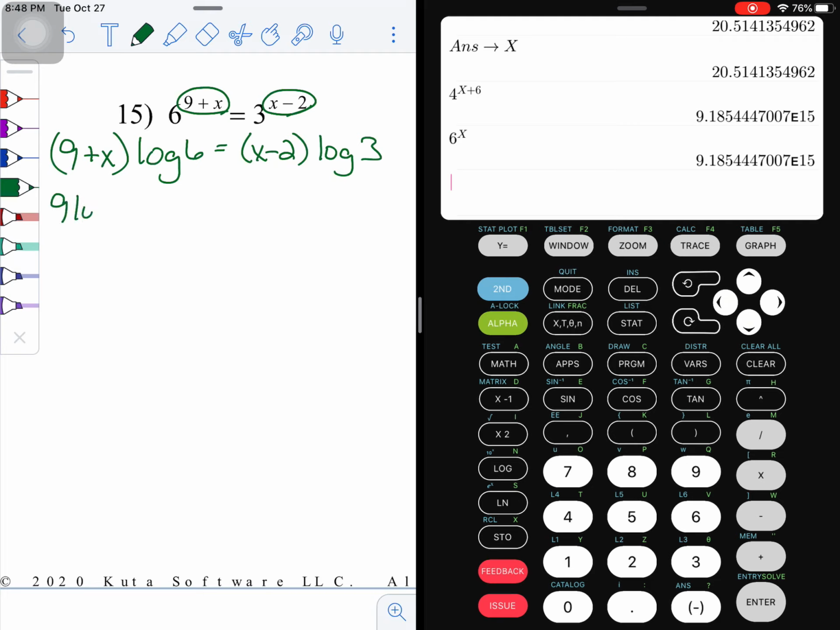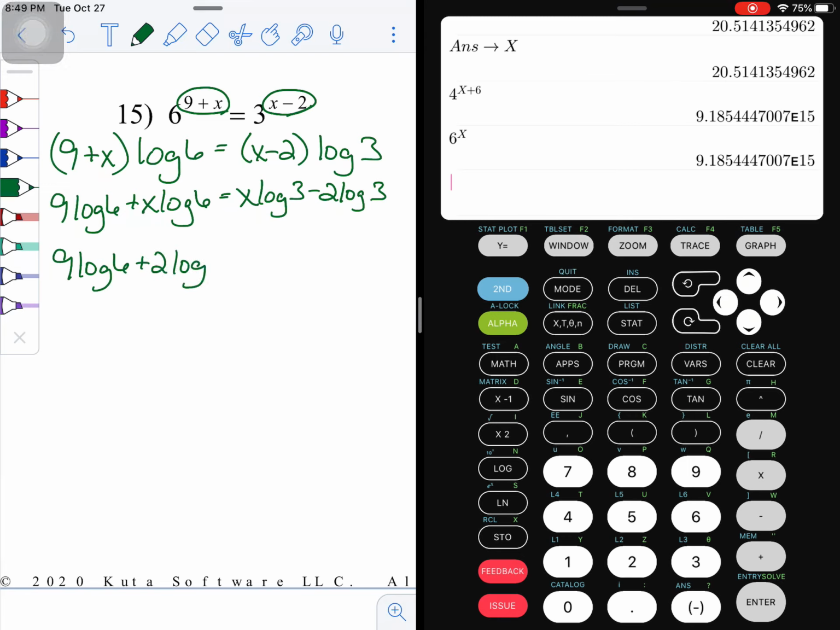All right, we need to distribute on both sides. So 9 log 6 plus x log 6 is equal to x log 3 minus 2 log 3. All right, I want all my x's on one side. I want all my constants on the other. It is not going to matter in the slightest which side you move to. So I'm going to go ahead and take this 2 log 3, add it to the left side. And I'm going to take this x log 6 and subtract it.